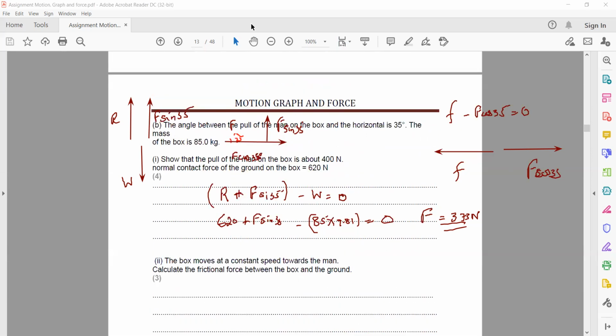As it is moving with a constant or steady speed, there is no resultant force. So we can write that friction minus F, where the value of F was 373, times cos 35, is equal to 0. So the friction force is coming out as 305.5 Newton.